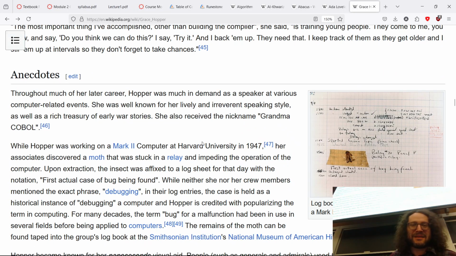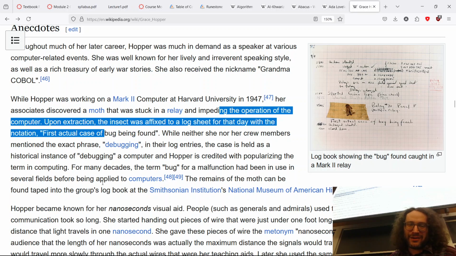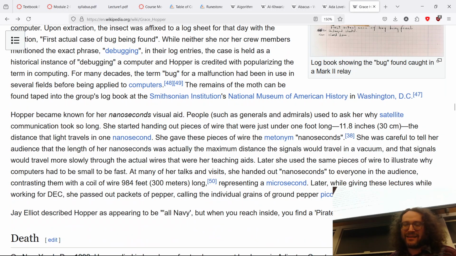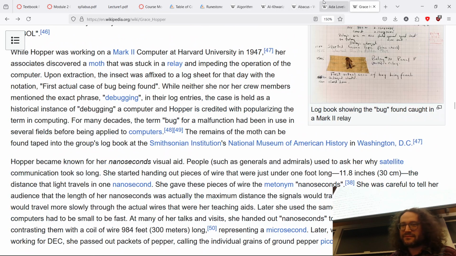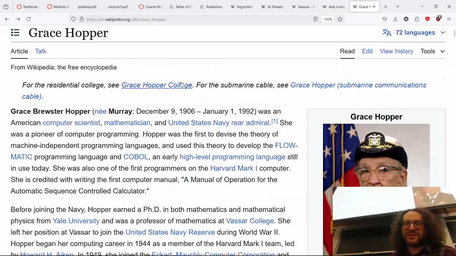It is not a joke. That is where the term computer bug comes from, because there was a moth in a relay and it impeded the operation in the Mark II computer at Harvard. So that's where we get bugging and debugging. That's what it is. She's a fantastic person to look into.